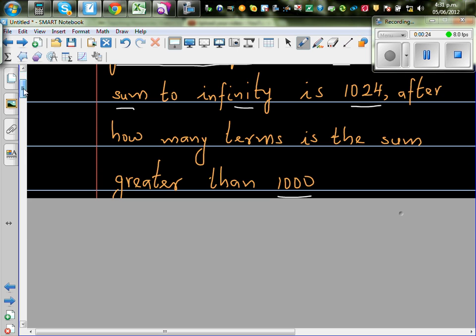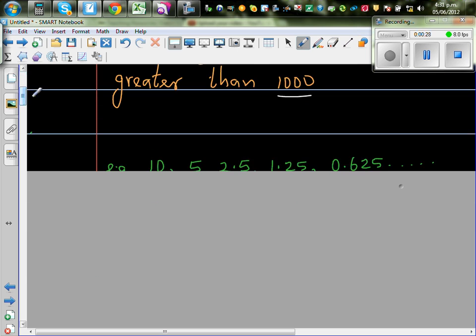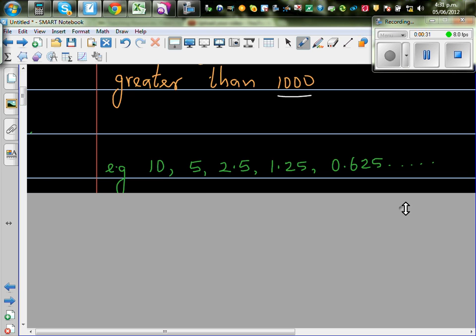So I worked this out. This is a lengthy problem. So let me first explain what is a geometric sequence. So I made up a geometric sequence. This is called a geometric sequence.